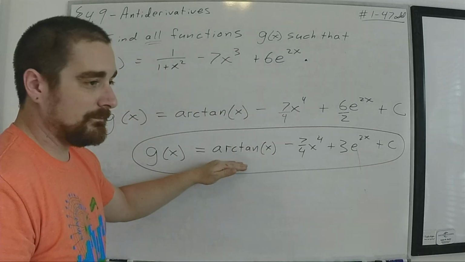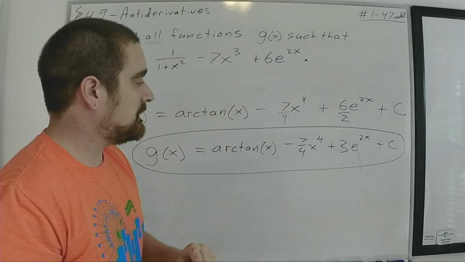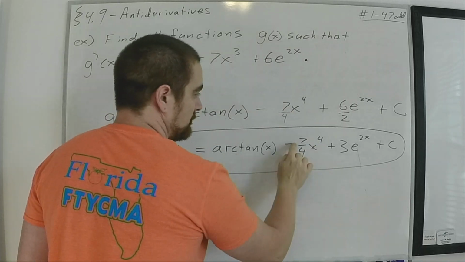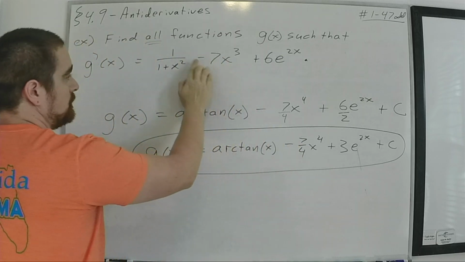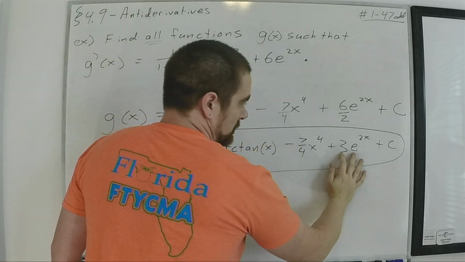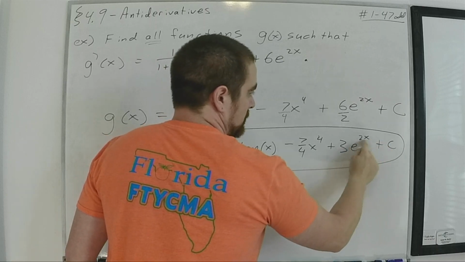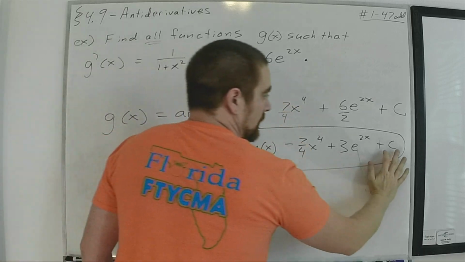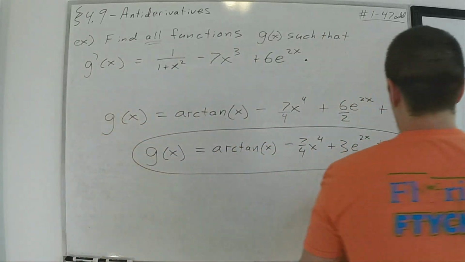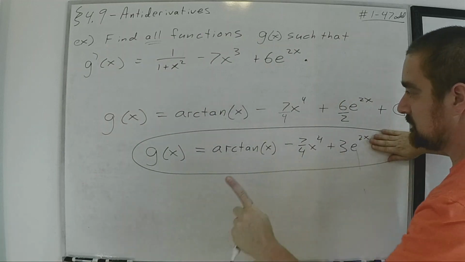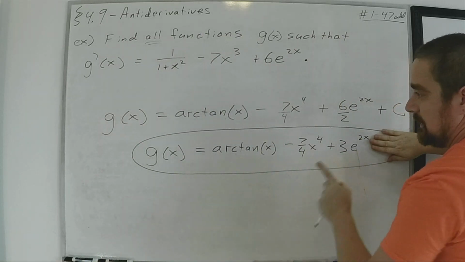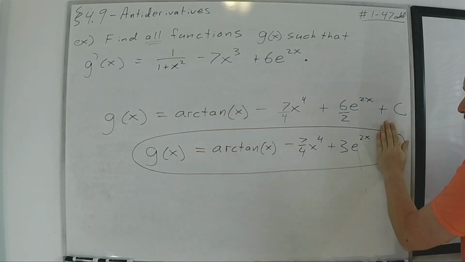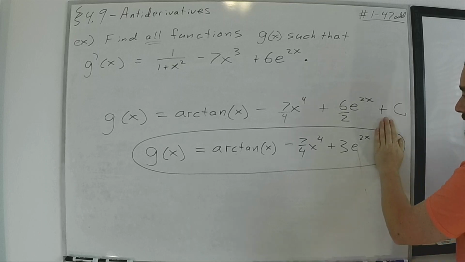So again, the way to check to make sure that you've got all functions g that satisfy this, differentiate arctangent, there it is. Differentiate this, the 4 comes down, cancels out, I get 7x cubed with the minus, good. Differentiate this, I'll get 3e to the 2x, but then chain rule says I multiply by 2, 3 times 2 is 6, check. And if I don't have this plus c here, then I only have one specific function g, and I don't have the function g of x that has a plus 1 here, and a plus 2 here, and a plus a half here, and a plus pi here.